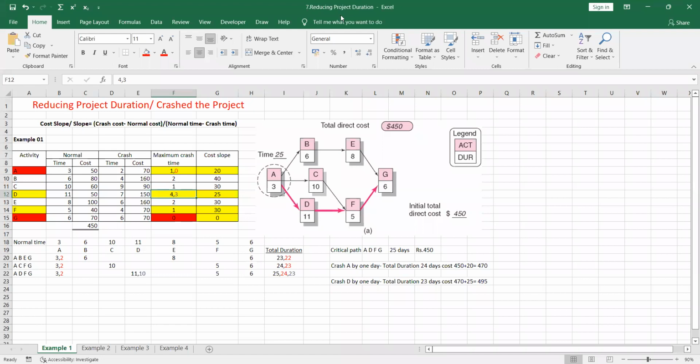So Diane, did you get that point? Why it is not F?